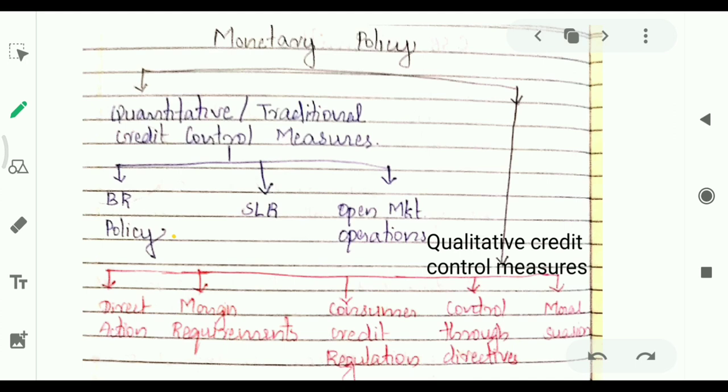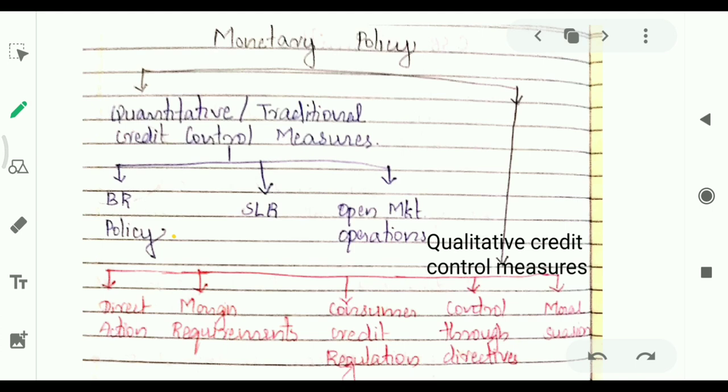So this was all about the different kinds of quantitative credit control measures which come under monetary policy. Qualitative or selective credit control measures are aimed at bringing a distinction between essential and non-essential uses of credit. It discriminates against the non-essential lines of production. These are helpful in tackling the sensitive spots of the economy without affecting the whole economy. It is helpful in discouraging the unnecessary and excessive consumer expenditure.